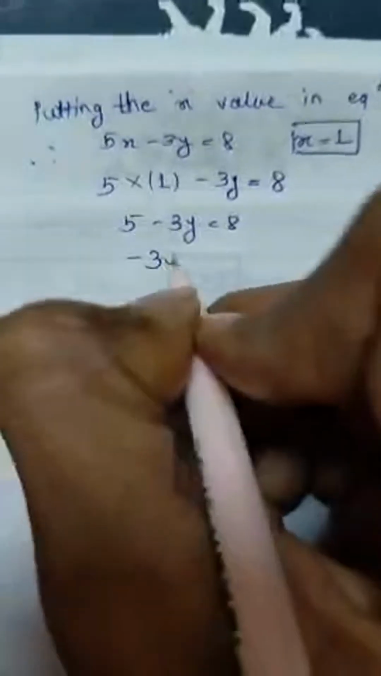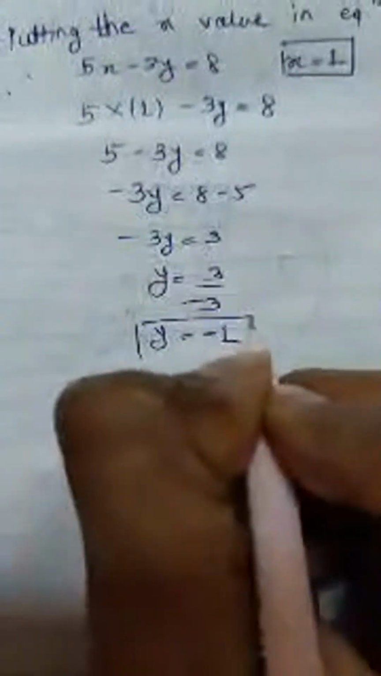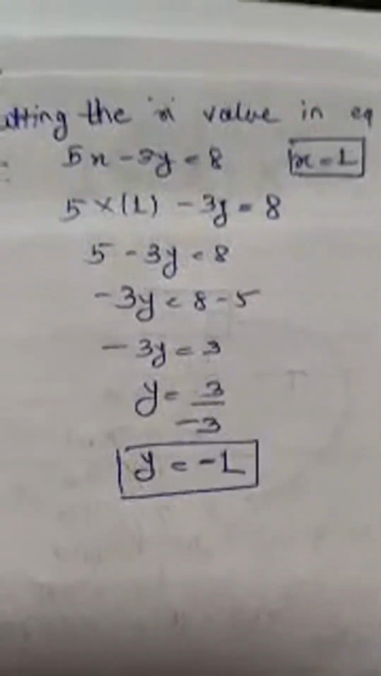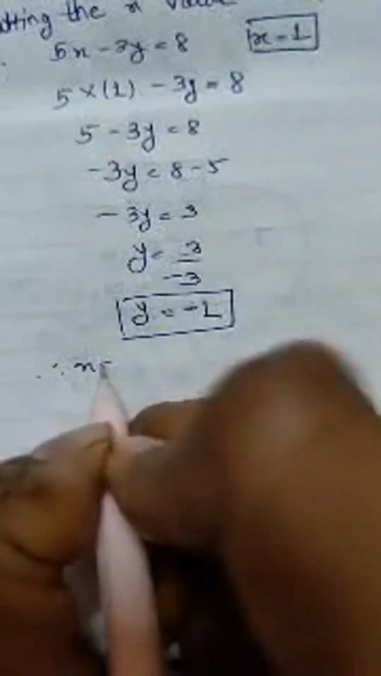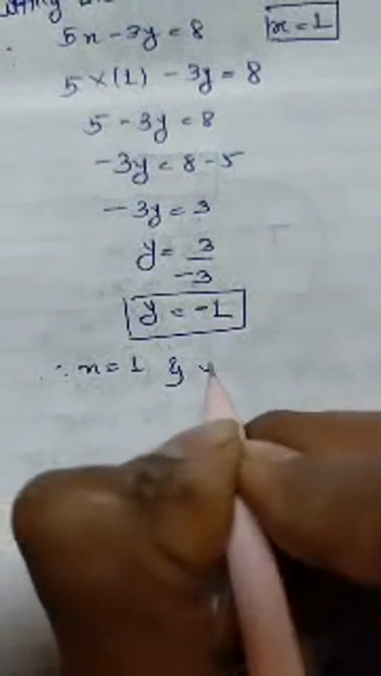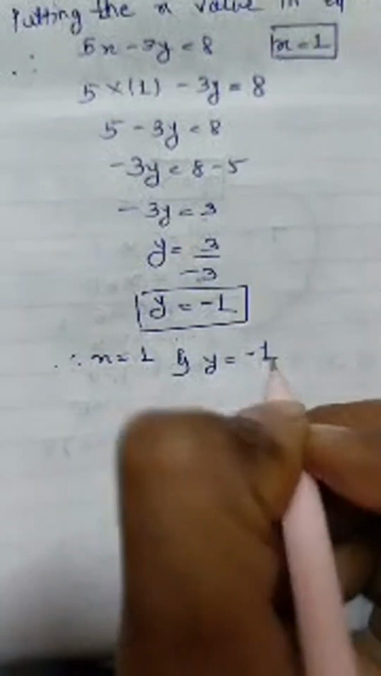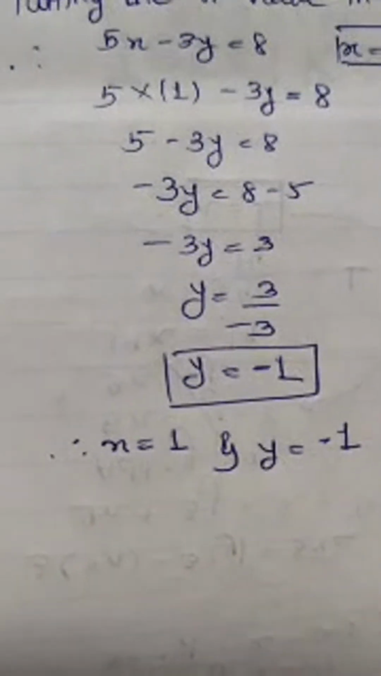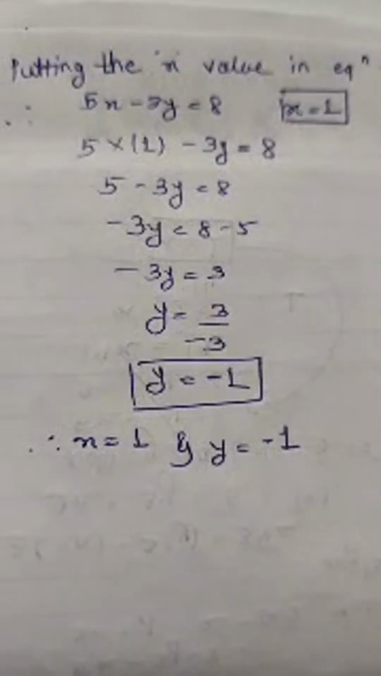So it will be 5 minus 3y equal to 8, so minus 3y is equal to 8 minus 5, minus 3y equal to 3. So y is equal to 3 divided by minus 3, y is equal to minus 1. So here we got the values of x and y: x is equal to 1 and y is equal to minus 1. This is the method of elimination, where we have eliminated one variable.